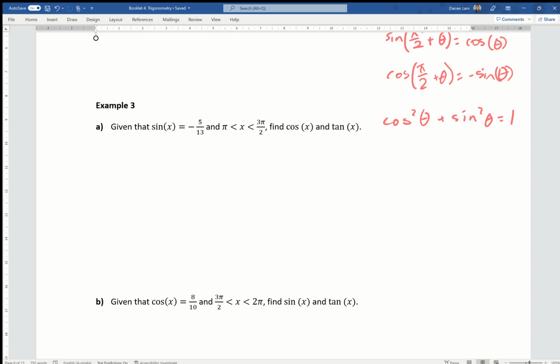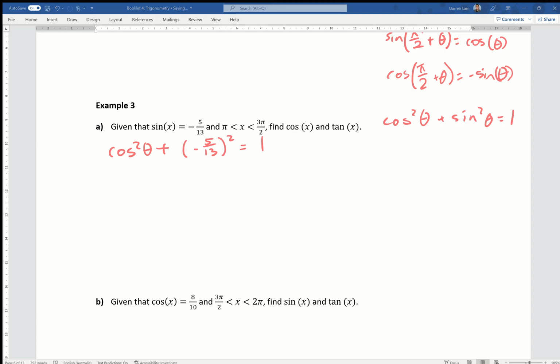Given that sine x equals negative 5 on 13, and x is between pi and 3 pi on 2, find cosine and tan. I'm going to focus on finding cosine because tangent is pretty straightforward after that. Well, I know that cosine squared theta plus negative 5 on 13, because I'm just using the formula, substituting in sine x, squared equals 1.